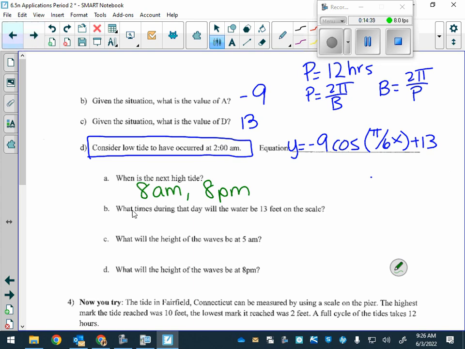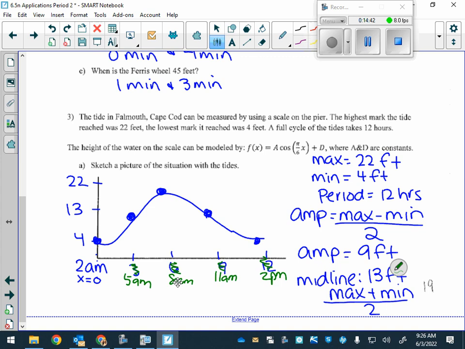So if I go back to my picture here, 8 a.m. is the highest point, and this doesn't look like the highest point, but on yours it looks like the highest point. It's 22 feet. If I go through the full cycle, I'm going to reach 22 feet again 12 hours later at 8 p.m. Okay?